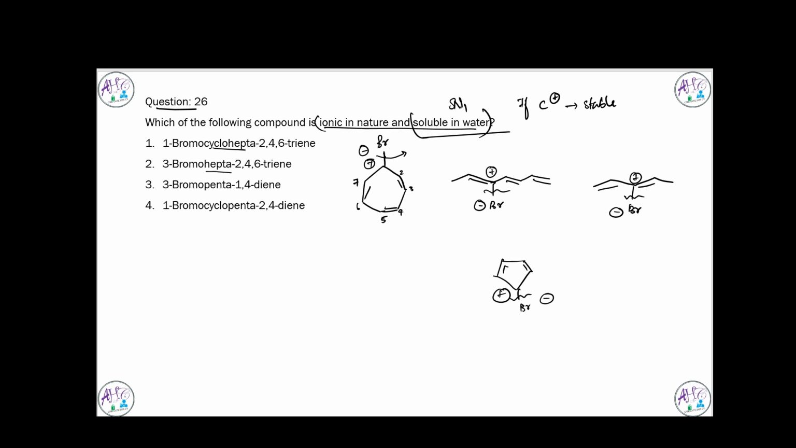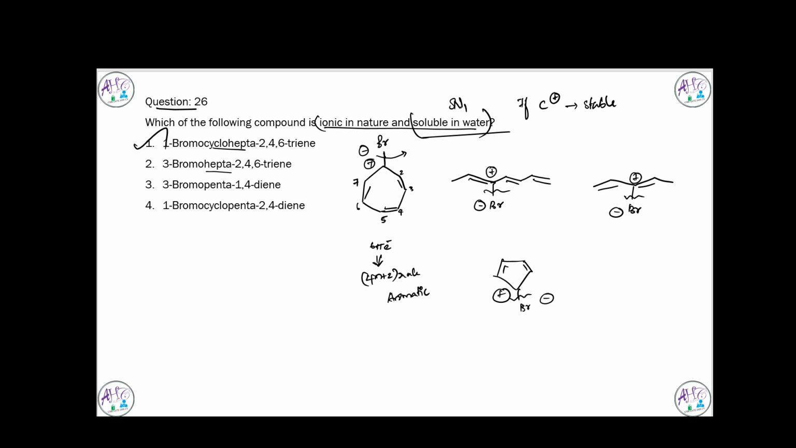Let's start with the first option. In the first one, we have a cycloheptatriene group with one positive charge. How many double bonds are there? There are 3 double bonds, which means 6 pi electrons. So this follows the 4n plus 2 rule, so it is aromatic in nature. We know that aromatic compounds are highly stable, so the aromatic carbocation is highly stable. So this is going to be water soluble, and option 1 is the correct answer.